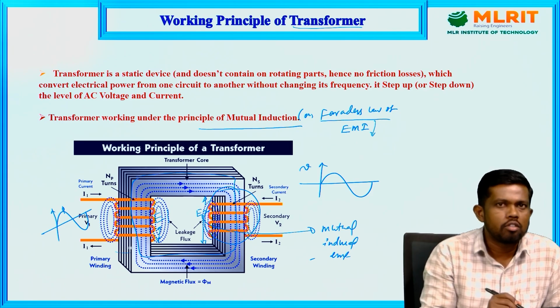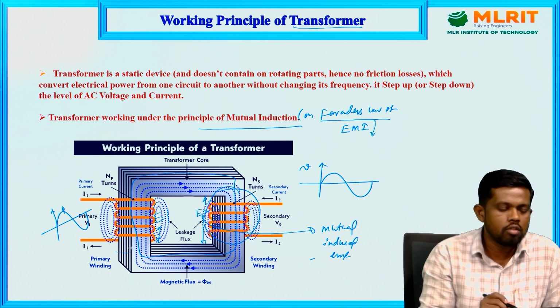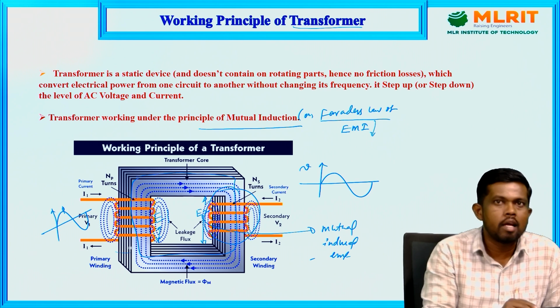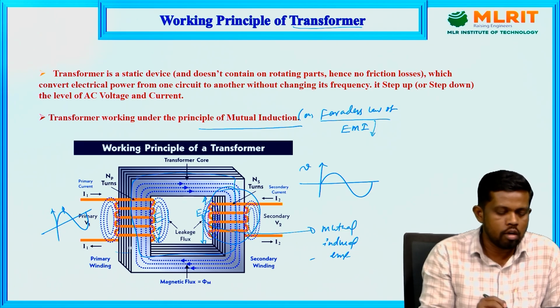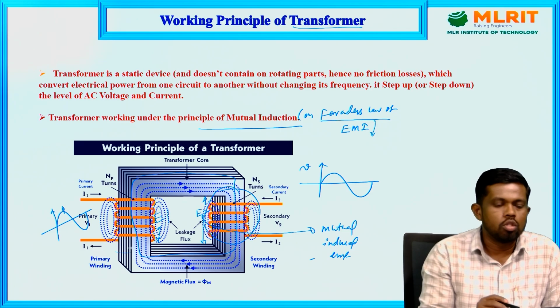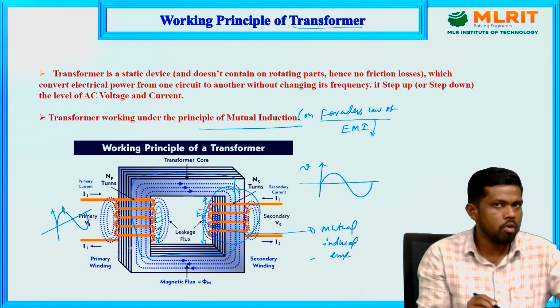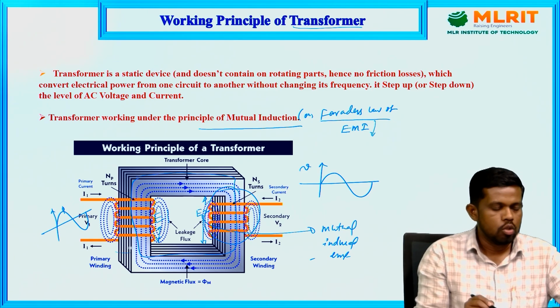Mutual induction states that whenever the instantaneous or alternating flux is transferred uniformly to the entire transformer, EMF gets induced on the other coil or other winding of the transformer. So this whole process is simply called mutual induction, and the corresponding EMF is said to be the mutually induced EMF. So this is the working principle of the transformer.